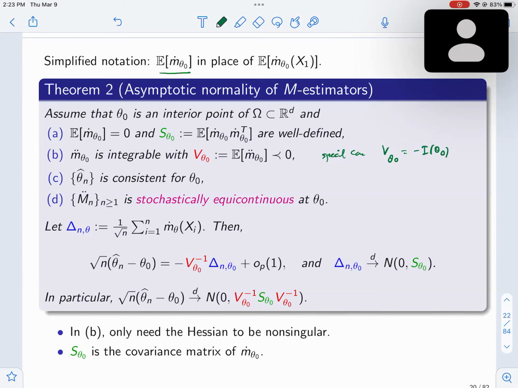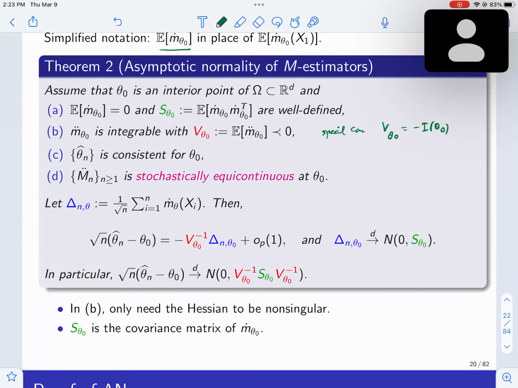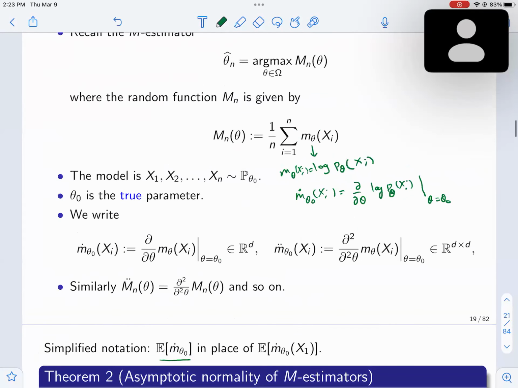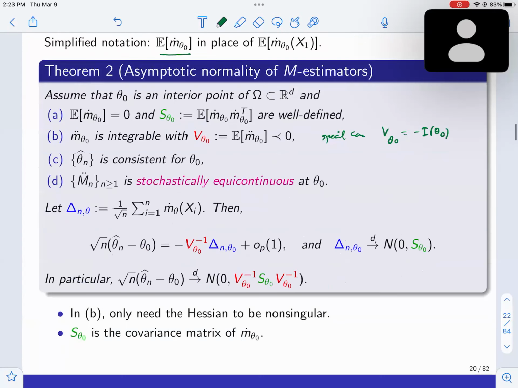So what is the result? The result is an asymptotic expansion of this deviation. Theta hat n is the M estimator, the solution of this optimization problem. Theta naught is the truth. So this is the deviation from the truth. We know that this is going to 0 by assumption C. So if I rescale it by root n, the result is saying that for the first order term, we have this expression, and then there's this little o_P of 1, which is a term that goes to 0 in probability.